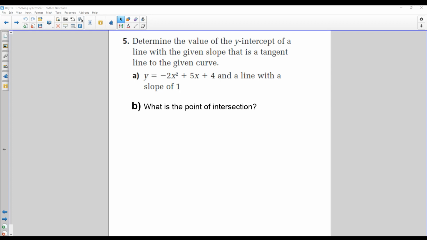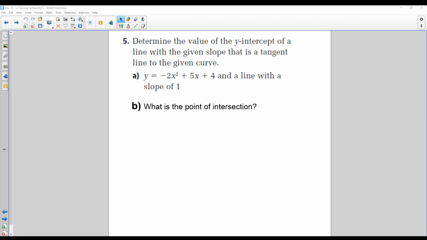As I start to delve into it, you start thinking about this. Determine the value of the y-intercept of a line. So we need to figure out what that line is with the given slope. That's a tangent line to the given curve. Let me tell you what a tangent line is. You probably learned this in math last year.